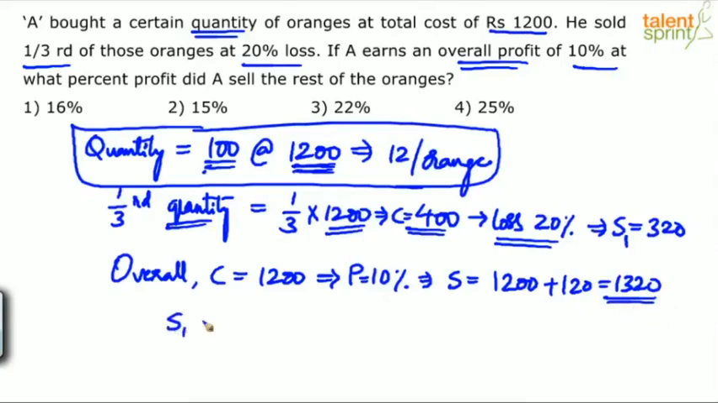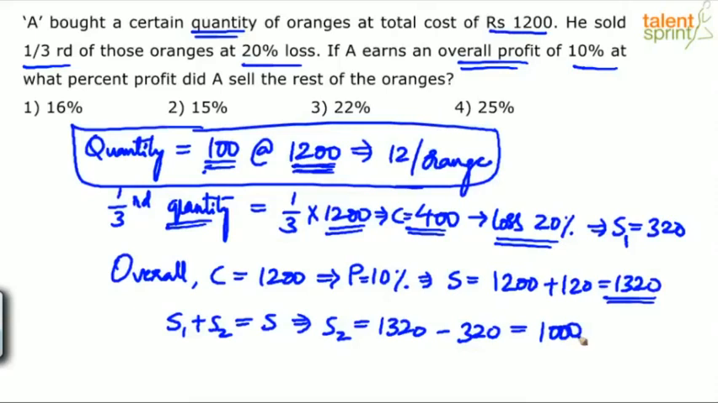We know that S1 plus S2 is equal to S. So what is S2? 1320 minus 320. See, I would actually say this is not needed. I mean, I'm just giving you the traditional way of solving. It comes out to be 1000 rupees. What will be C2? See, this is C1. Let's take C1, C2, S1, S2. So cost of the first part is 400.